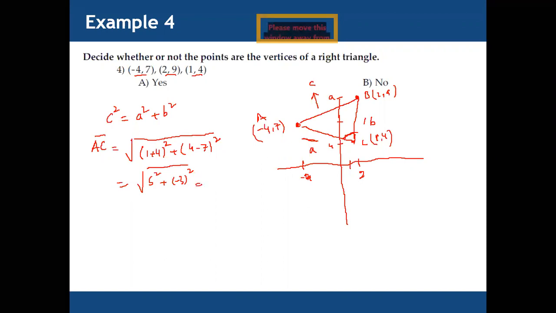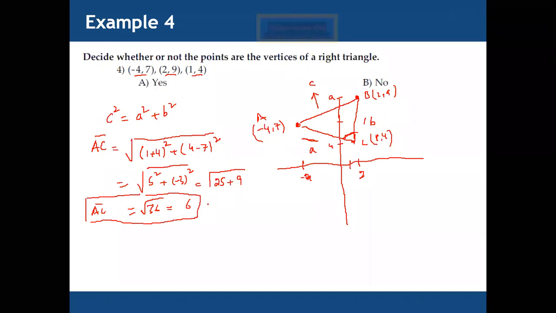Where 5 square is actually 25 and 3 square is 9. So AC distance equal to 36 under the root, where 36 equal to what? 6. So AC side is equal to 6. This is your side A.